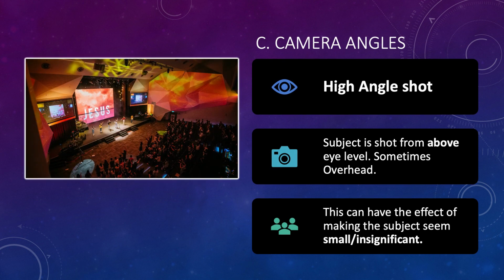A high angle shot, for example like this, is taken from a higher level looking downward, and so this is sometimes called an overhead shot as well. Now, this shot can have a different effect. It makes the subject in the shot seem small and insignificant. Like in this shot, it's like all the small people are dotted, but the auditorium is the main location, so it's shot from a higher level.